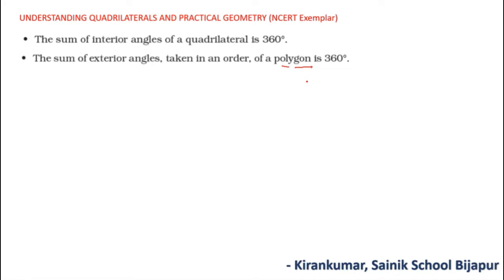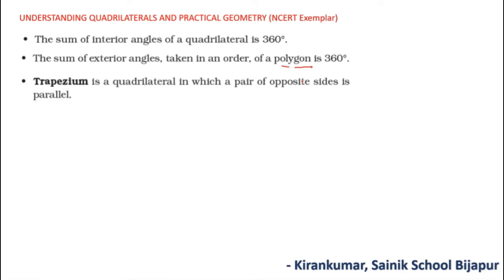Trapezium is a quadrilateral in which a pair of opposite sides are parallel. Here, this particular statement is very important. A quadrilateral in which a pair of opposite sides is parallel is called a trapezium. With this, I can say that any parallelogram is also a trapezium, but a trapezium is not a parallelogram.